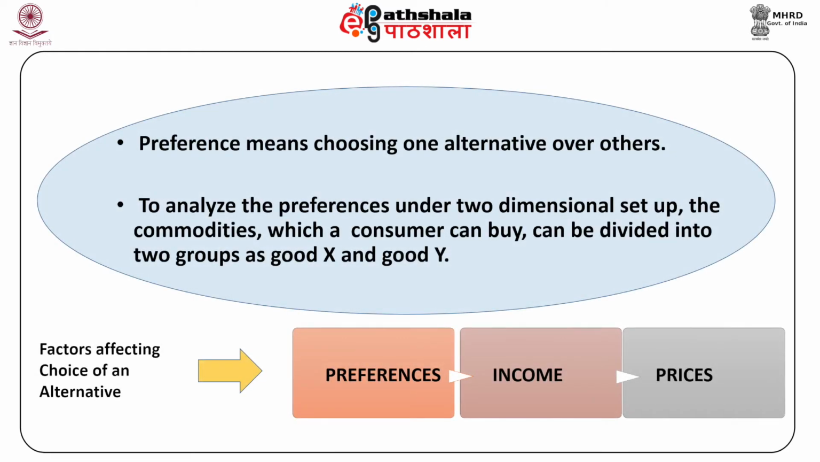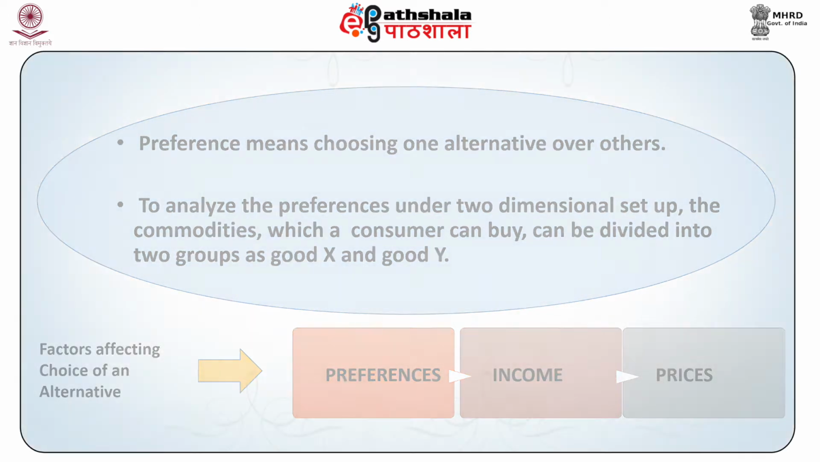Consumer preferences. Preference means choosing one alternative over others. To analyze the preferences under a two-dimensional setup, the commodities which a consumer can buy can be divided into two groups as good X and good Y. The consumer's choice among various alternatives depends upon his preferences, that is, the ranking he gives to various alternatives. Other factors, for example, income and prices, also influence his choice of an alternative.